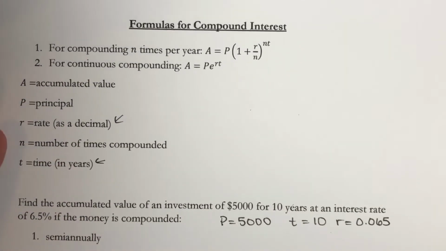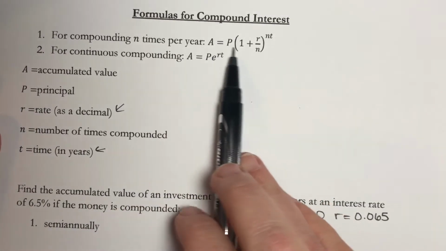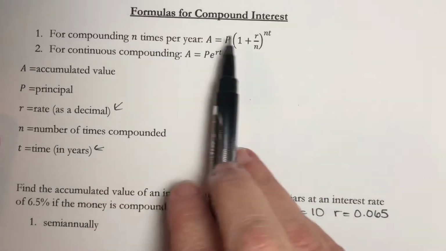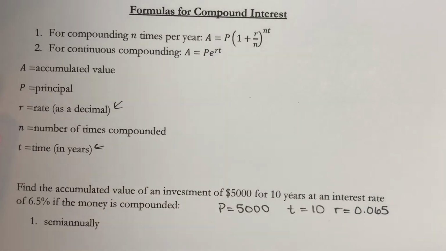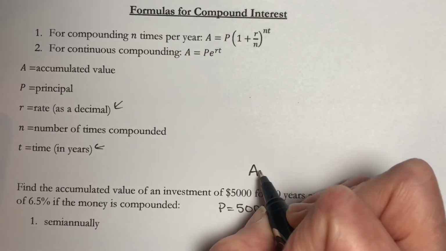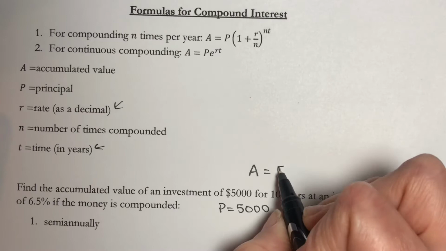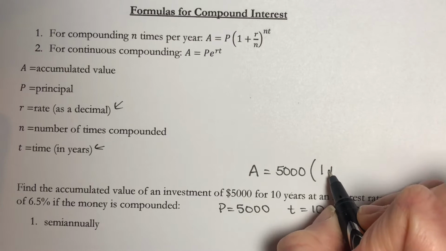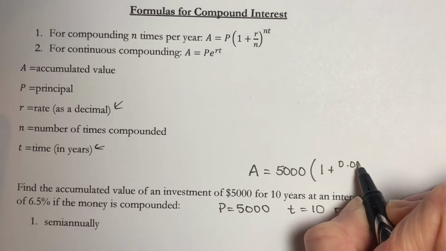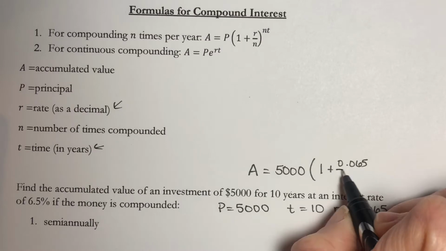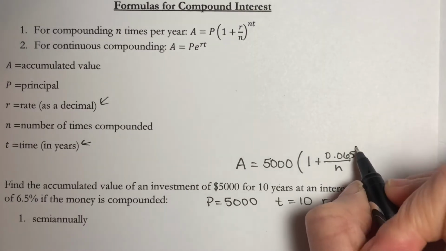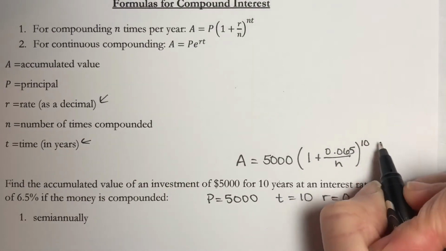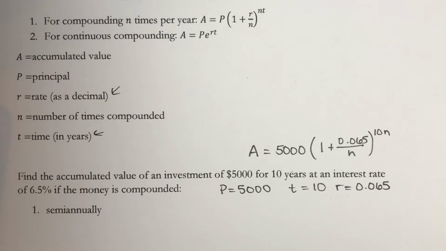Okay, so what I'm going to do just to make my life a little bit easier is I'm going to rewrite this one with this information in it, and then on each of these problems that require this formula, I'm just going to have to plug in my n. So this would be A is equal to 5,000 times 1 plus 0.065 over n, and that n is going to change every time, raised to the nt, so 10n.